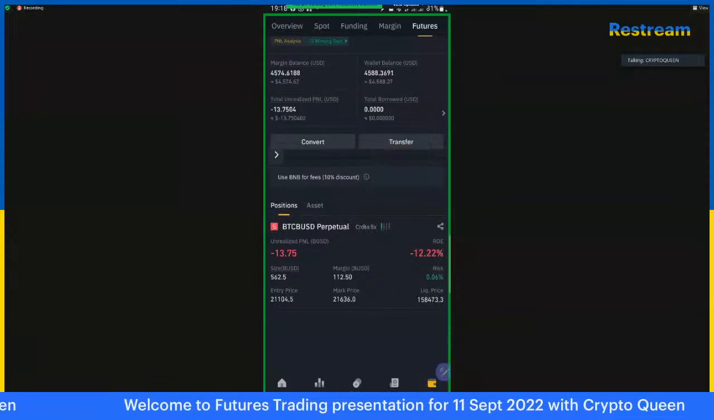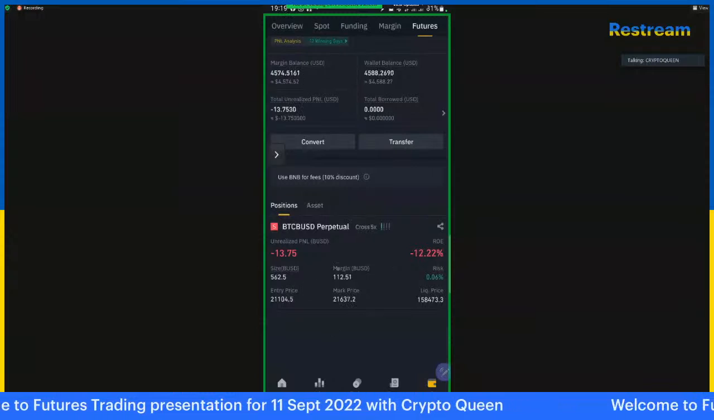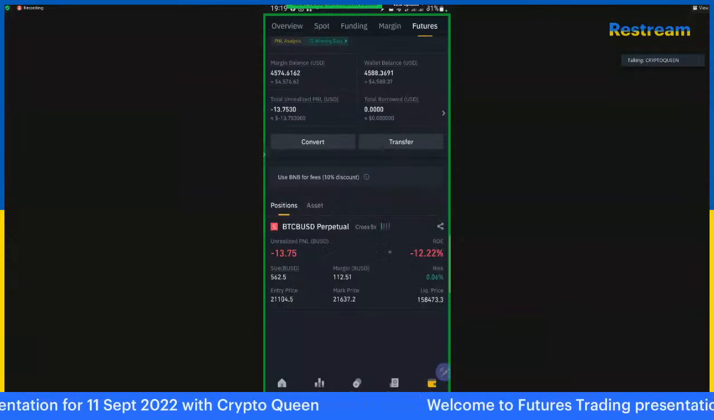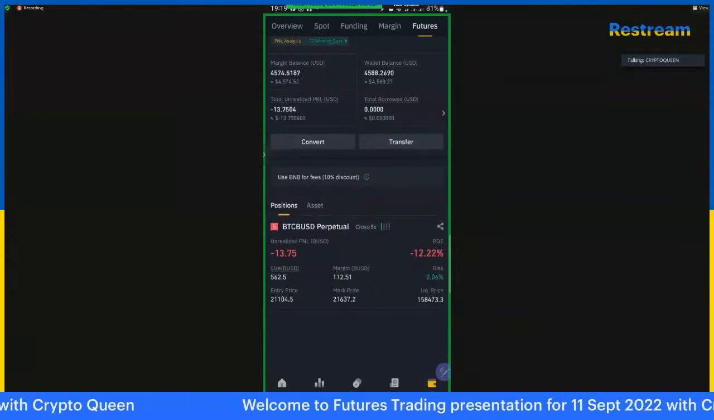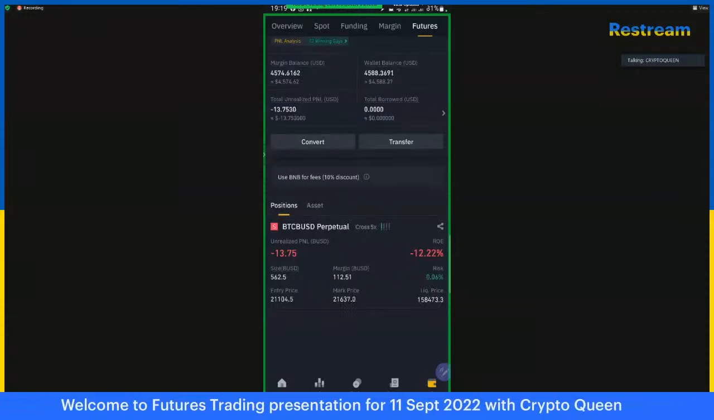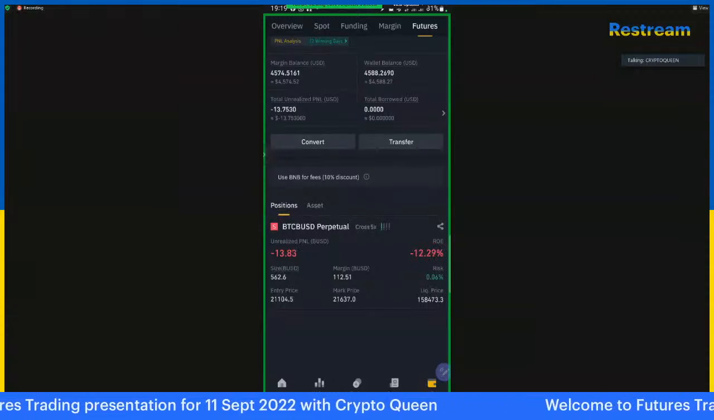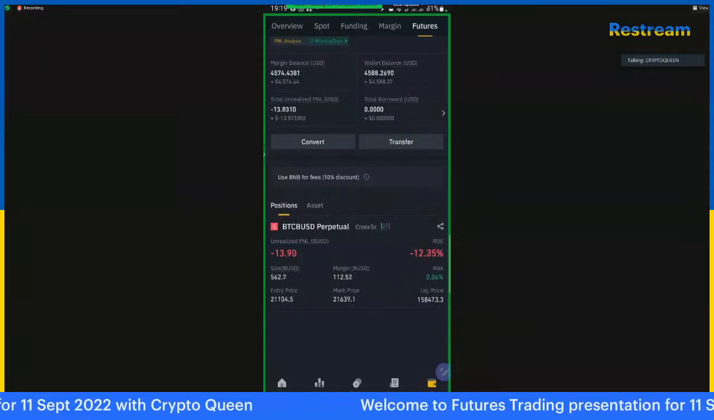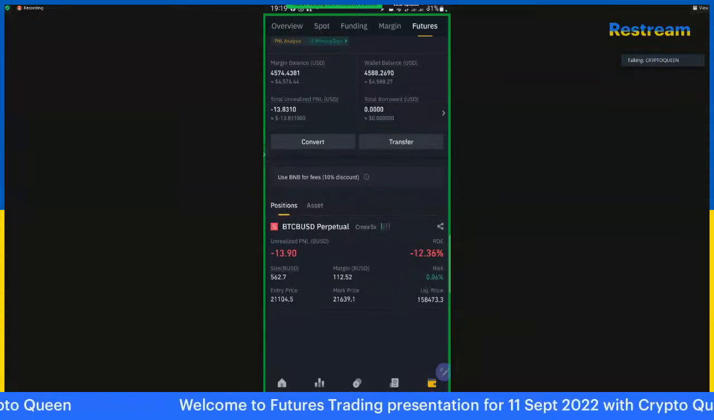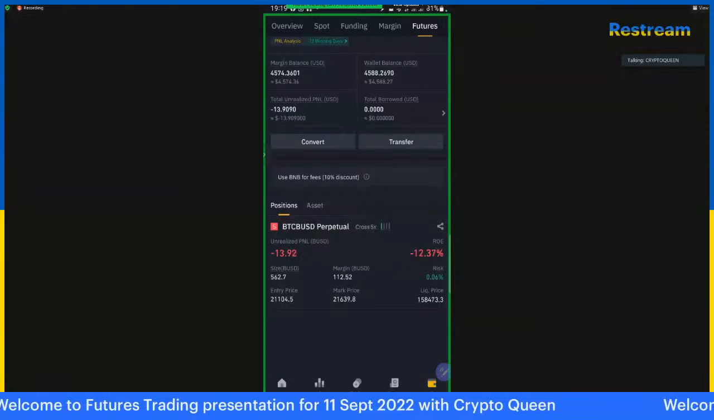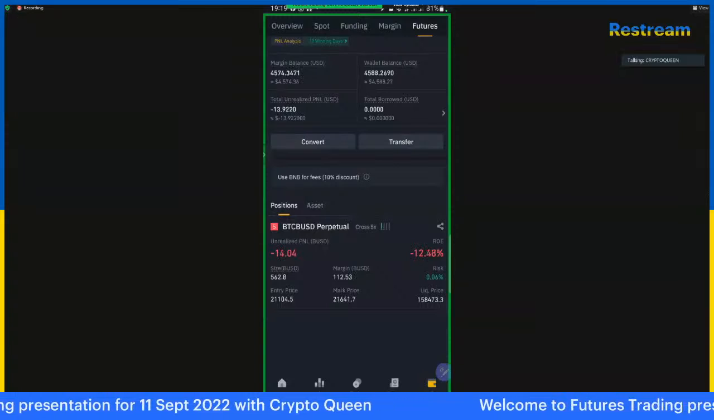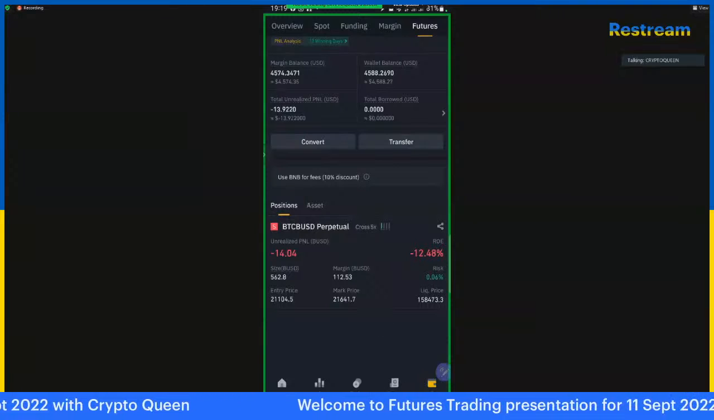My leverage is very small. The reason I basically start with lower margin is because when I'm not sure of the market, just like we can see for the past more than 12 hours now, getting to 24 hours, BTC has been ranging within a certain zone. It has refused to move up. It has refused to move down.